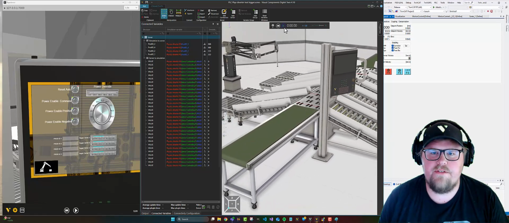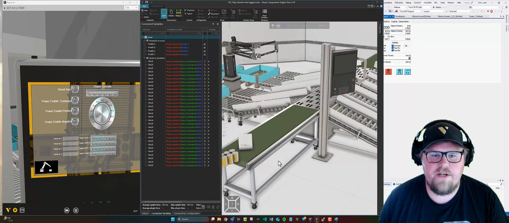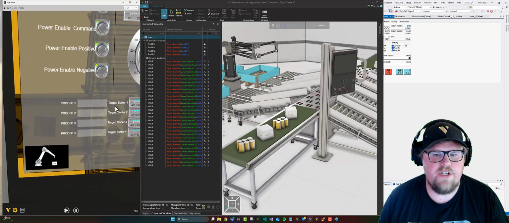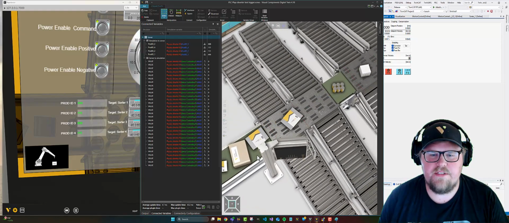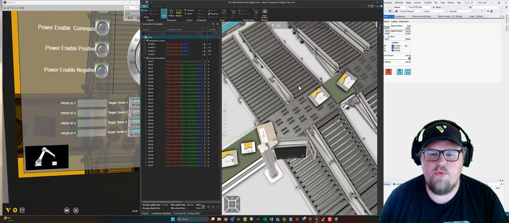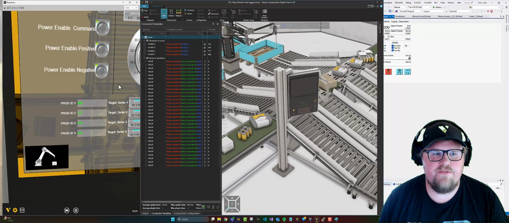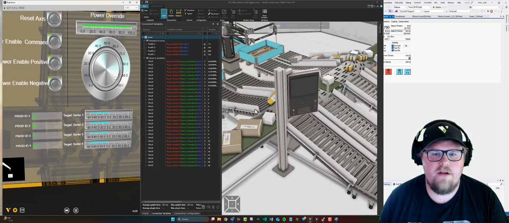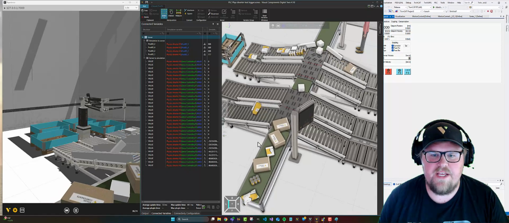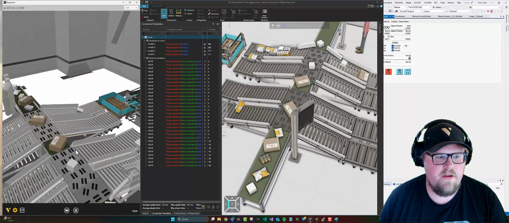Okay, now let's see. When I hit play, we get a product. And if we look over here, we should now get the ID of the first product when it hits the sensor. All of these guys. But at the moment, everything goes straight because the PLC is not moving the axes. And the reason for that is that we do not have any power override. So if we here increase the power override, we can see that things are starting to happen.